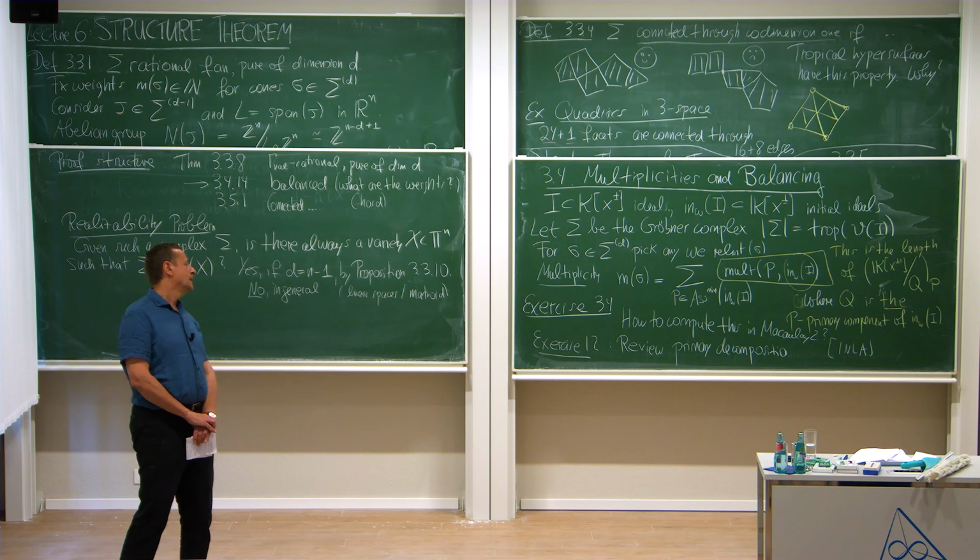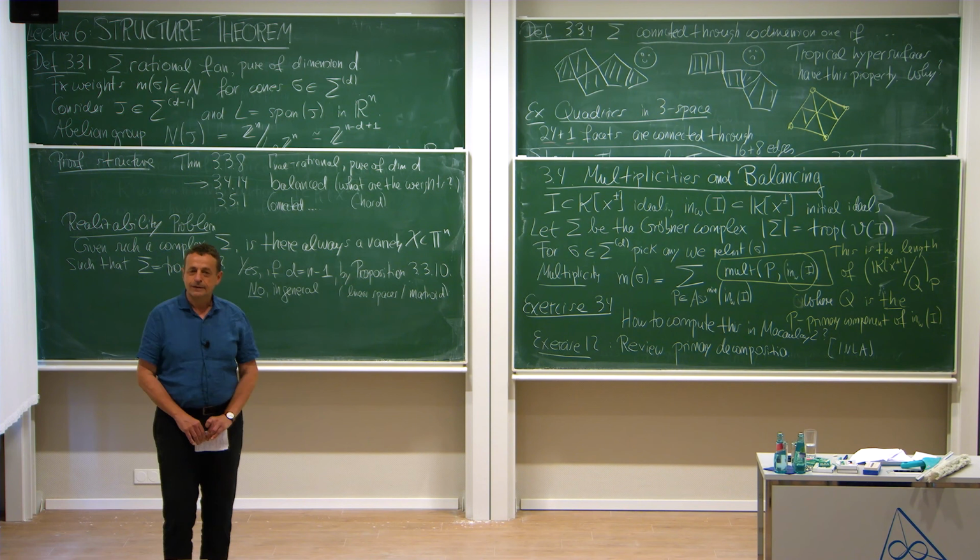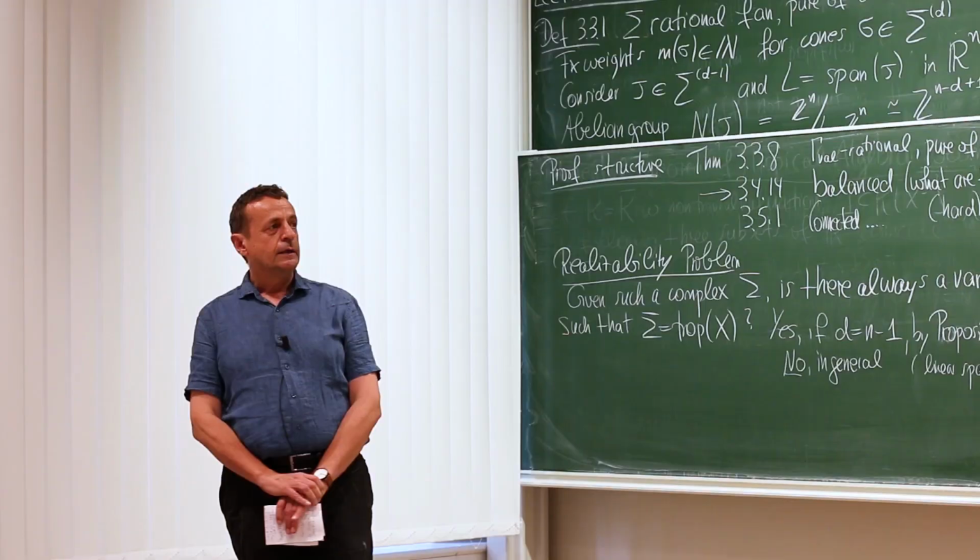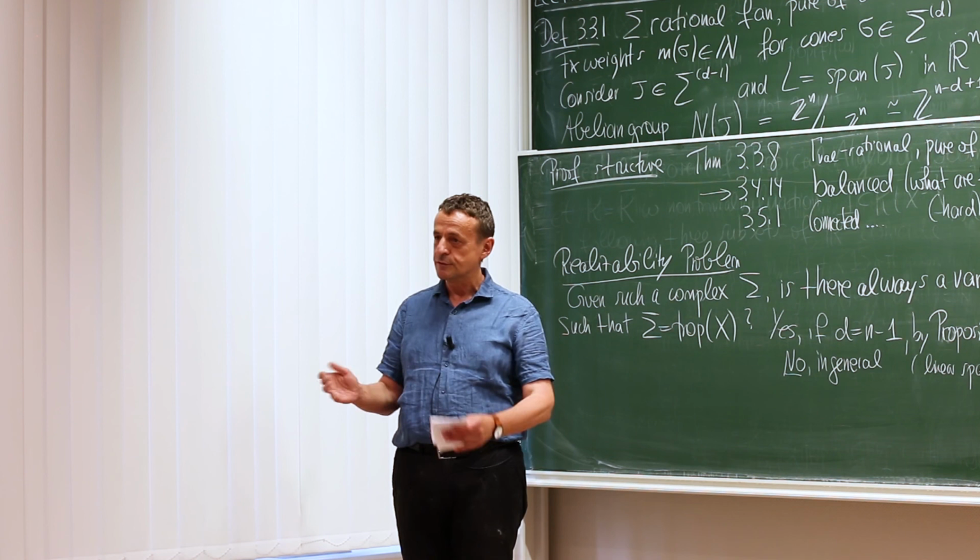That's a very good question. The question is, so given a polyhedral complex, can I decide algorithmically whether it comes from some variety? So I think the answer is yes. I believe it's decidable in the sense of recursion theory, but it's pretty hard, right?